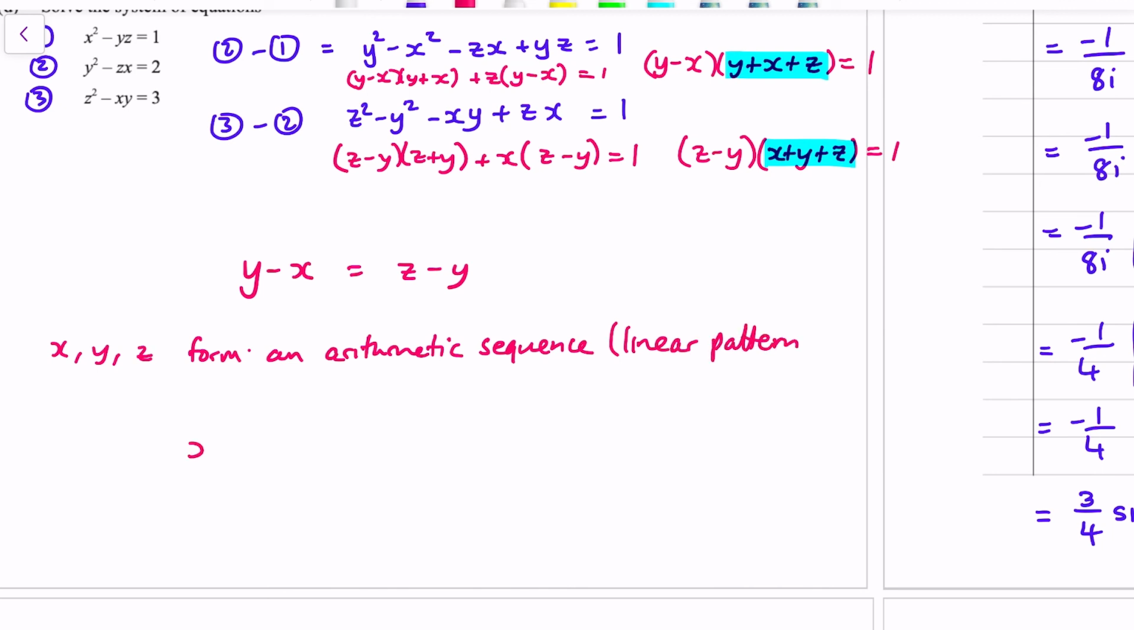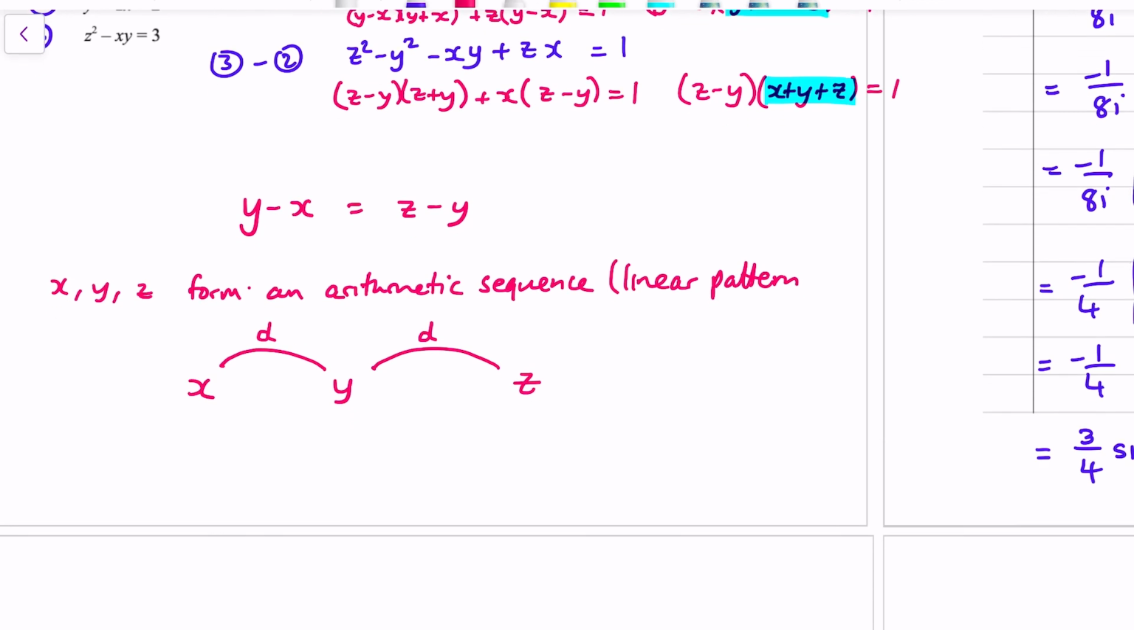So if we have x, y, and z as the three terms in this pattern, the difference z minus y, some value d, which they use in the mark schedule, is the same as this distance here, d. What that means is that the y value in the middle is actually the mean, or the average, of x, y and z. So y is equal to x plus y plus z all over 3. Leave you to think about why that is.